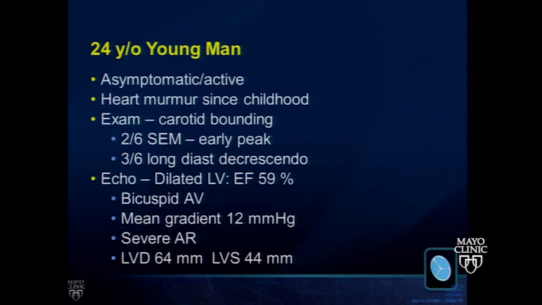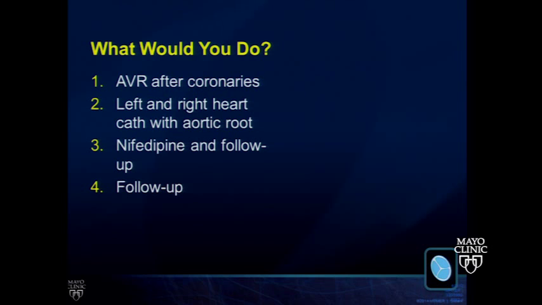So valve regurgitation is easy, and we're going to show that in our responses to these questions. An active asymptomatic 24-year-old with a heart murmur, bounding carotids, a 2/6 systolic ejection murmur, and a 3/6 long diastolic decrescendo murmur. The LV is dilated with an EF of 59%, bicuspid aortic valve with a mean gradient of 12, severe regurgitation, and a diastolic dimension of 64 and systolic dimension of 44. Should we replace the valve, do right and left heart cath, give nifedipine, or just follow?